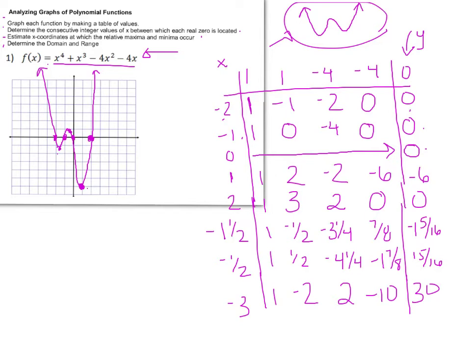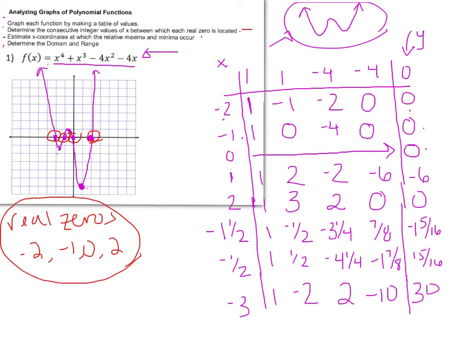So now we want to determine our values for x. In this case, we actually know the real zeros. Every time we cross the x-axis here is a real zero, and we know these values exactly. So our real zeros here happen at -2, -1, 0, and 2.